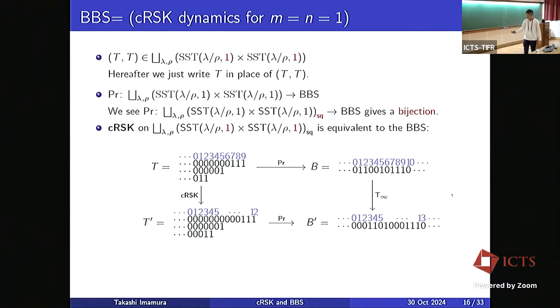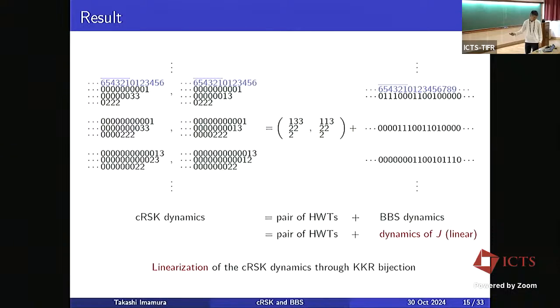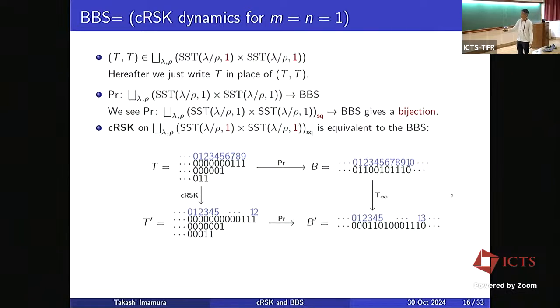Okay, so in the remaining 30 minutes, I want to explain how we get this one. So first, we note that the BBS dynamics is equivalent to the column RSK dynamics for the special pair for n equal 1. Here, m and n are the number of alphabets in P and Q. So n equal m equal 1 means that the choice of the alphabet is only 1.